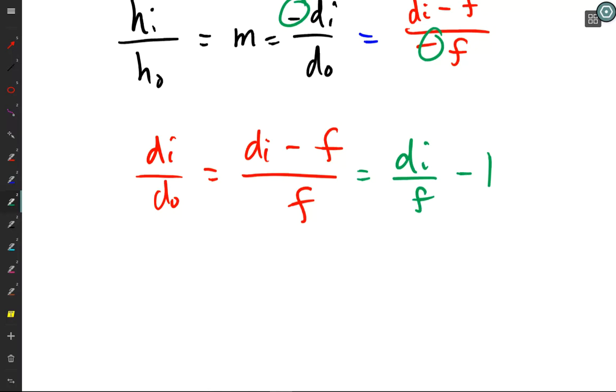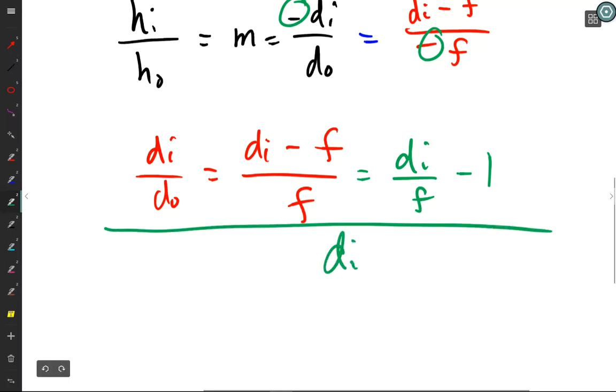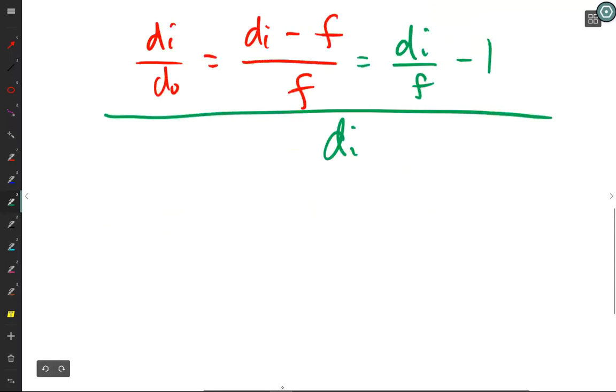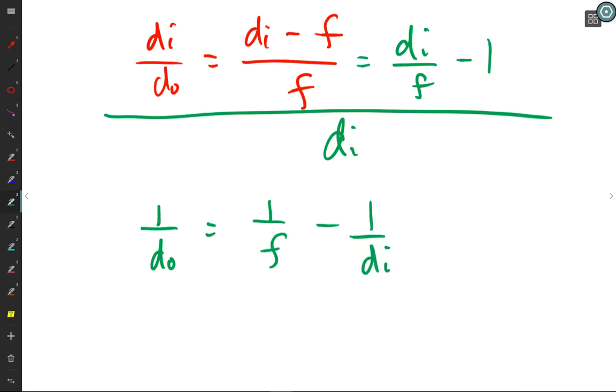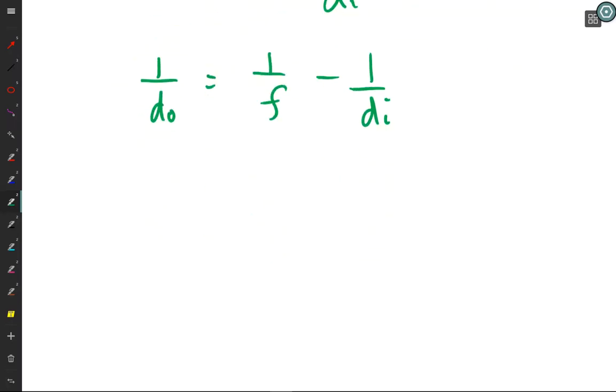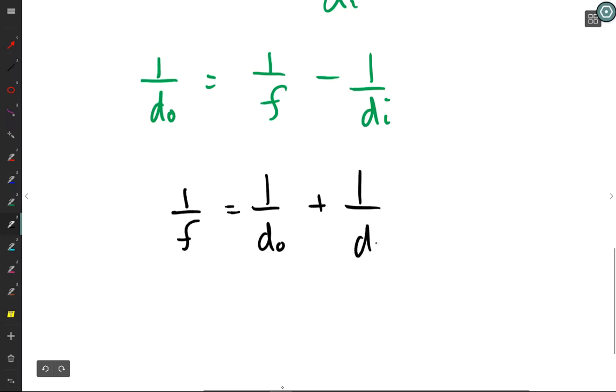The last step to make this useful is to, well, next to last, divide everything by distance image. I get 1 over f minus 1 over distance image. And that's an equation now that rings a bell. We usually rearrange it to solve for 1 over f equals 1 over distance object plus 1 over distance image.